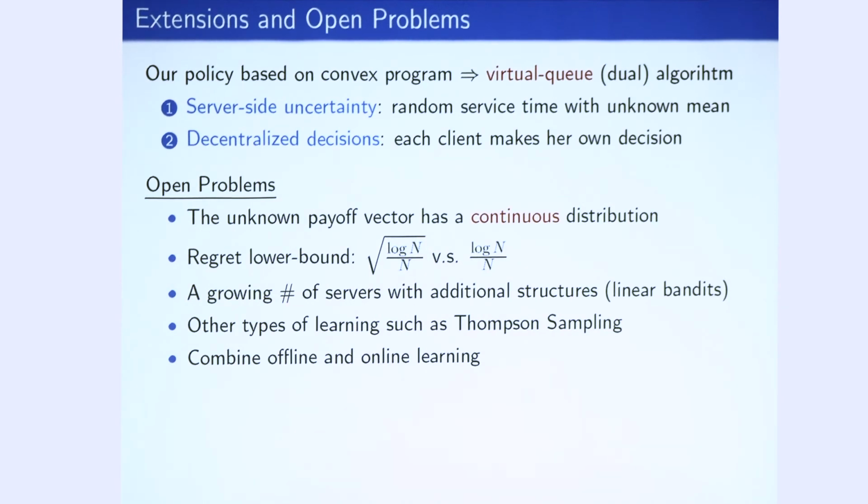You can also consider a scenario where you have a growing number of servers. Our current regret bound grows with the number of servers. But if you impose some additional structure like linear bandits, maybe you can get a lower regret, even with a growing number of servers. And then you can also try to consider other types of learning instead of UCB, for example, Thompson sampling, and see what the effect is.